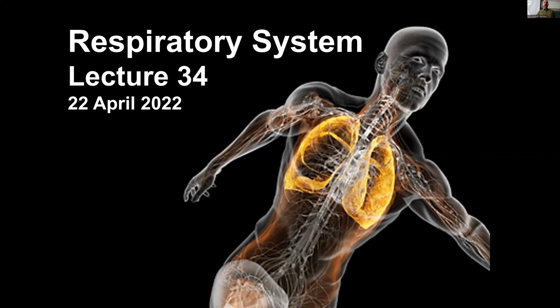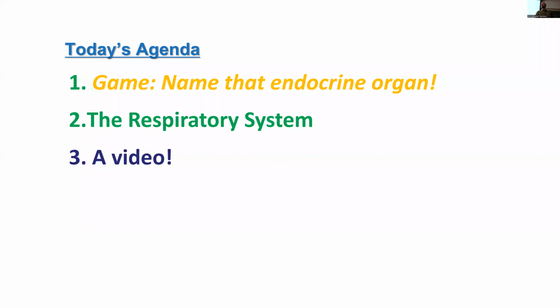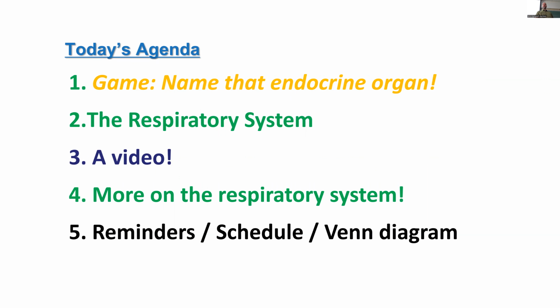But before you know all that, we have a few things to get to. Our agenda today is going to look like this. We're going to play a game called Name That Endocrine Organ. It used to be on CBS, but it's not anymore. We're going to cover the respiratory system. Then I have a short video tying into the respiratory system. Then we'll continue and see how much we get through today. We'll wrap things up with a bunch of reminders and schedule details, upcoming assessments, study guides, and all that fun stuff.